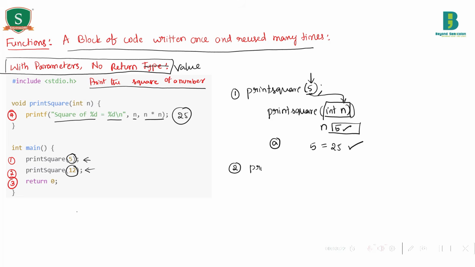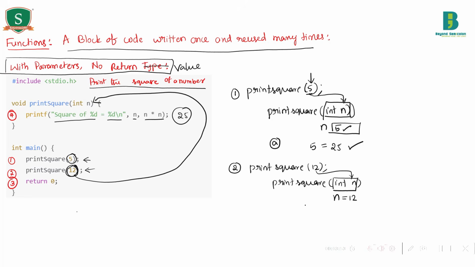So now we are calling the function printSquare(12). It means we are calling the function printSquare(int n). Here in int n, the 12 value is directly assigned, n is equal to 12. You understand? 12 is the value from main that is passed to the function, where n becomes 12. Next, inside the function there is only one statement, that is square of 12 is equal to 12 into 12, that is 144.